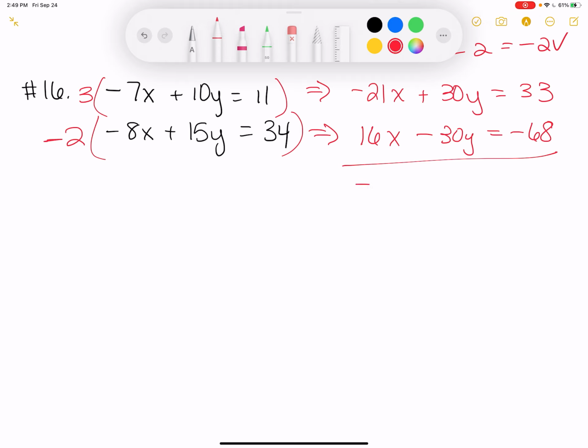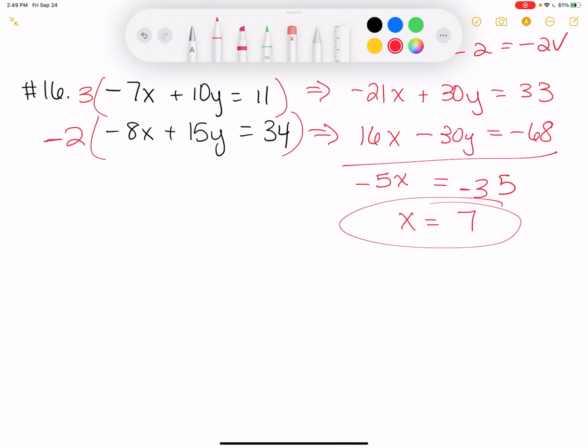So this is going to be negative 5x, y's are going away, is equal to negative 35? So then x is equal to 7. I can try to focus this back in really quick because it's getting a little blurry. There we go.